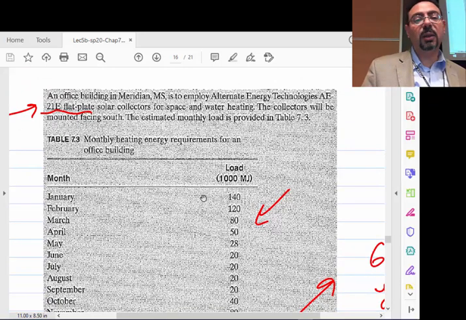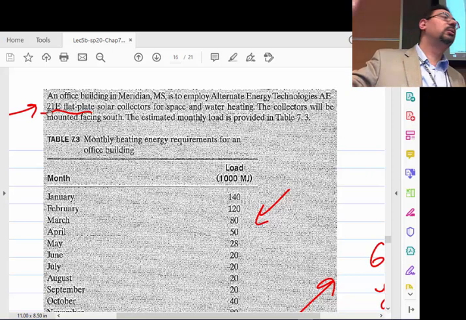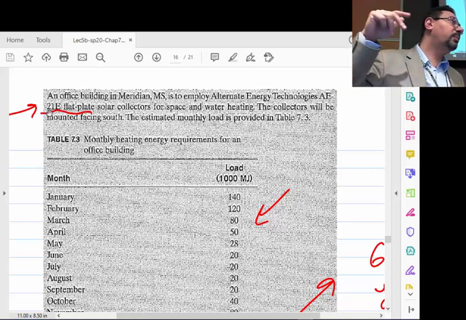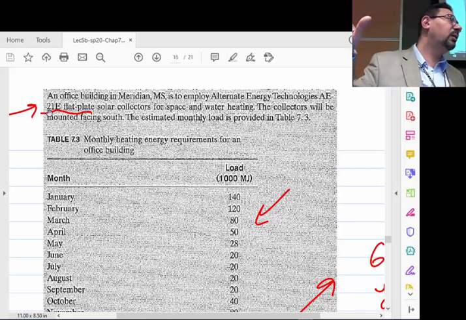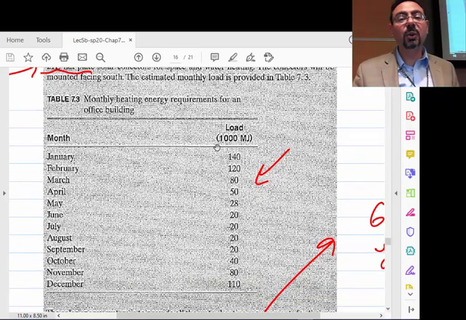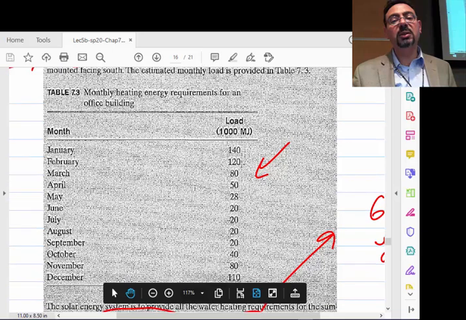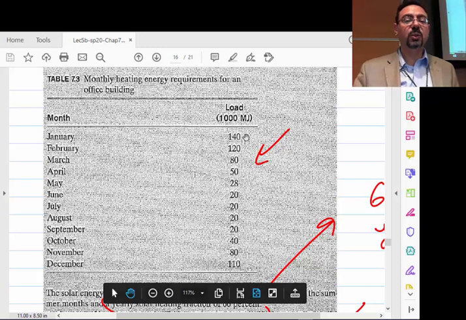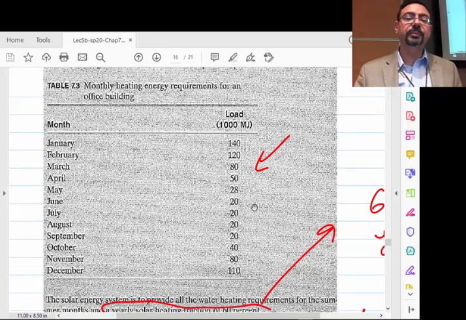So here, this is a typical homework problem. He said use that collector. What do we need from the collector? Slope and intercept, right? So that we can get our FR prime tau alpha and our FR prime UL. And he gave us the monthly load for every month, January, February. You can see the load is really high in January and December because that's when they need the most heating.